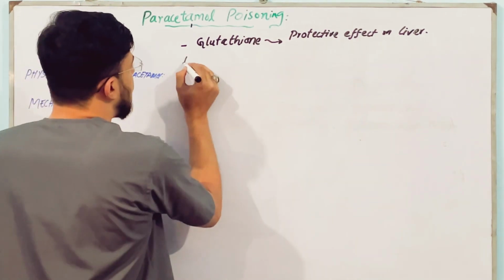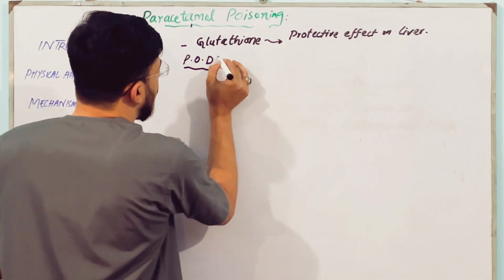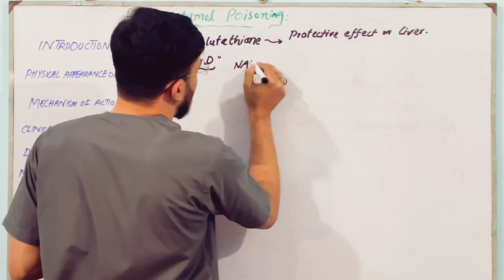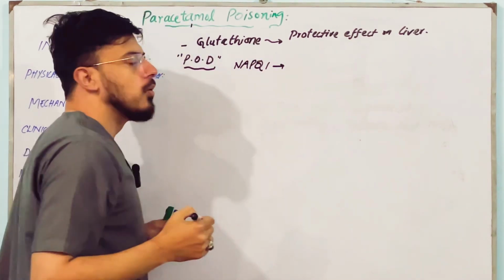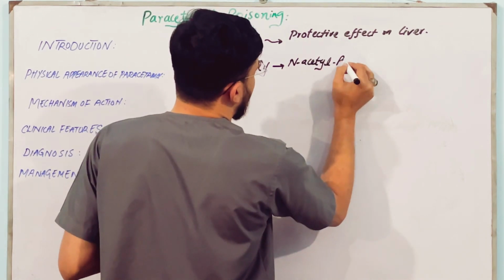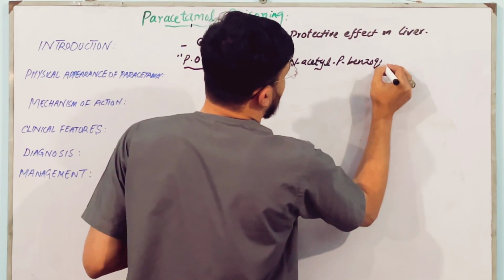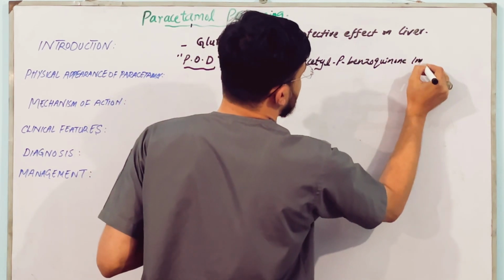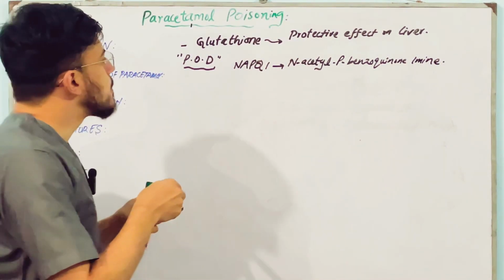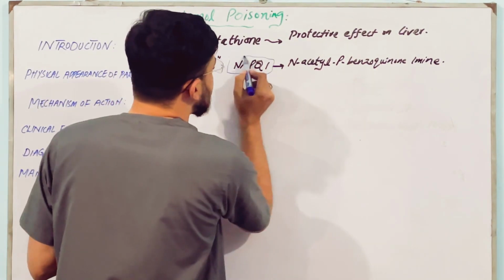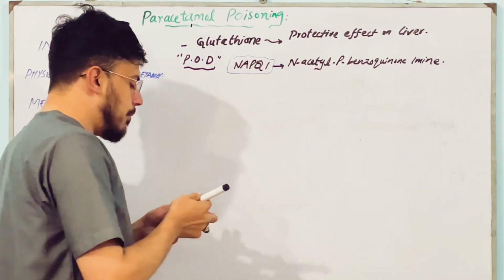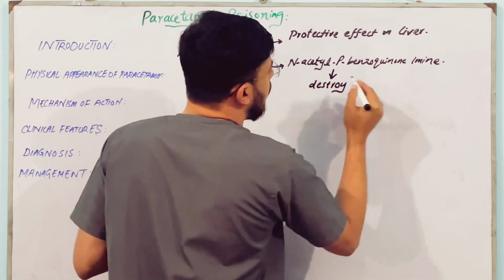So what happens in paracetamol overdose? In paracetamol overdose, a substance is produced called NAPQI, that is N-acetyl-para-benzoquinone imine. This NAPQI destroys the glutathione.